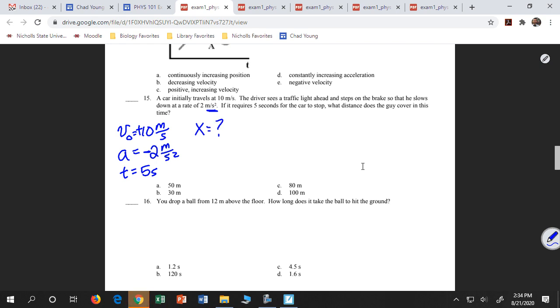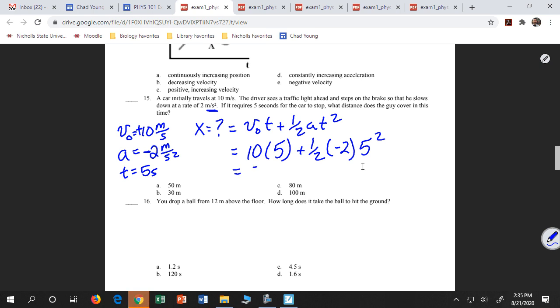And now that I've written all this down, this doesn't seem like a difficult problem at all, because x is just equal to v naught t plus 1/2 a t squared. And so that's going to be 10 times 5 plus 1/2 of negative 2 times 5 squared. That's 50 minus 25, which is 25. So the answer is 30.